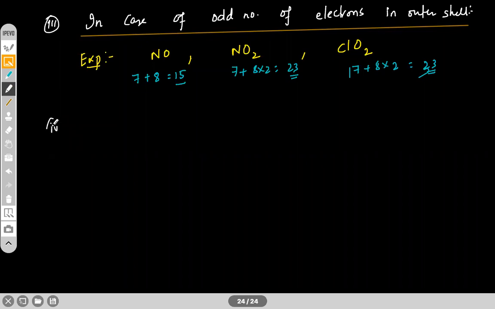Number 4. Yes, outer shell has 7 only. I'm just calculating the total number of electrons. How do you find out whether the molecule is an odd electron molecule or not? It is the total number of electrons I have taken. You see, 7, 8 into 2, like that. Yes, that's right. Outer shell for chlorine has 7 electrons only. Yes, Pradyan, tell me.